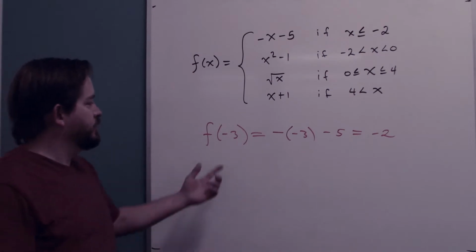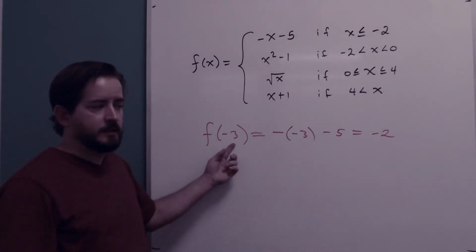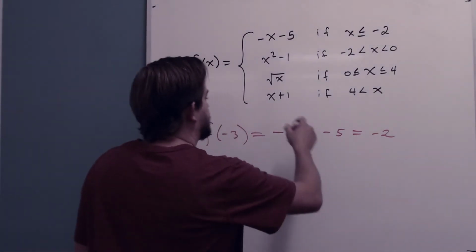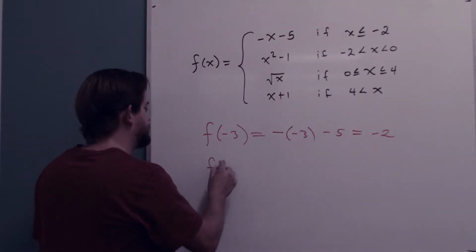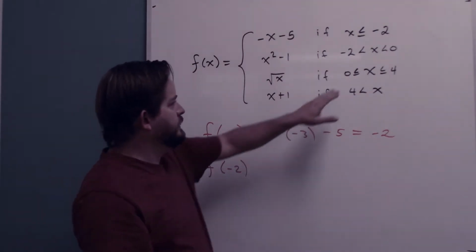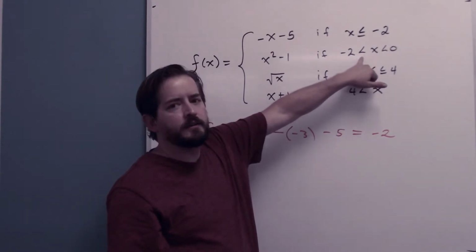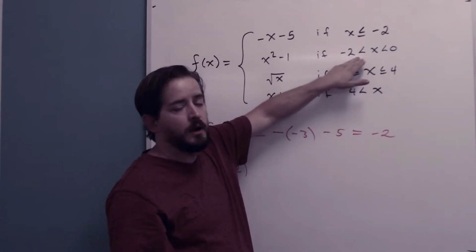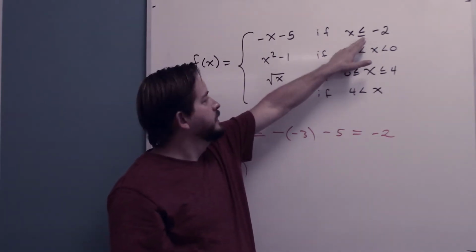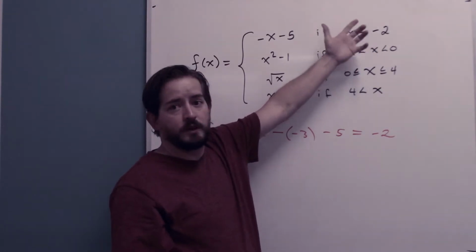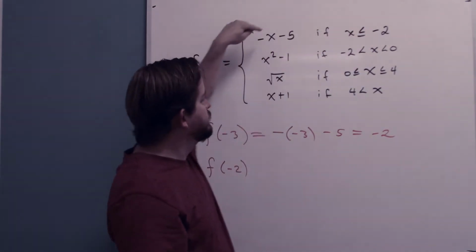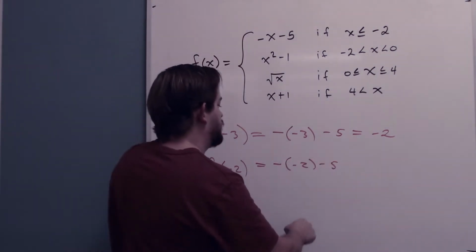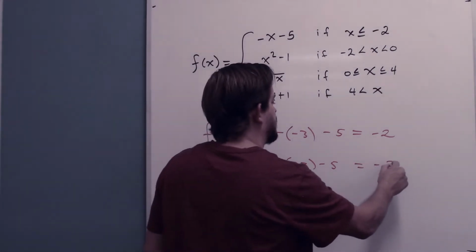So the big deal is just figuring out where it's applicable, and then plugging it into the right part. I think it's probably going to ask f of -2. It doesn't work in the second piece because that is strictly greater than. If x is -2, it is not strictly greater than -2, so it doesn't qualify there. We're still in this first piece, and -2 is indeed less than or equal to -2, so it goes into this piece as well. So that's -(-2) minus 5, or 2 minus 5, which is -3.